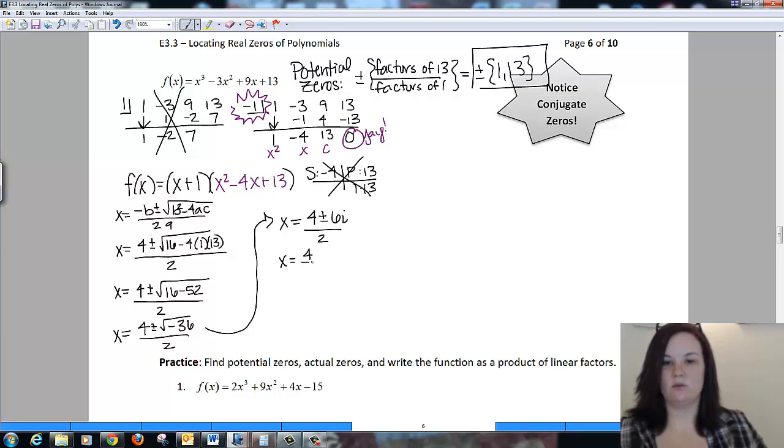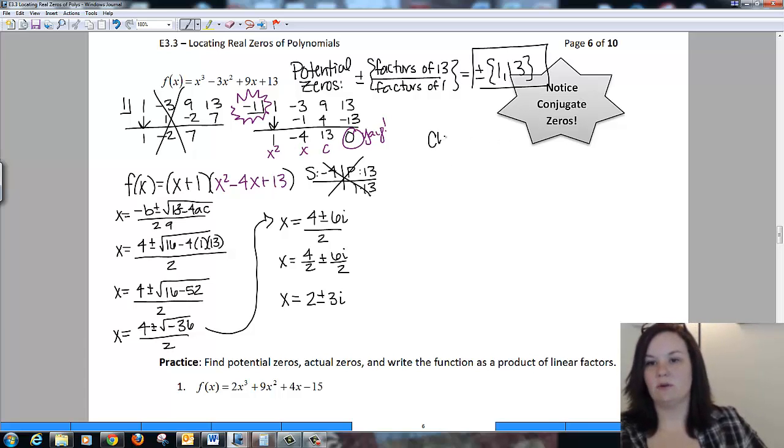And then I'm just going to reduce it by breaking it apart. Okay, if I put each piece over 2, I can reduce. So I get x is equal to 2 plus or minus 3i. So now I know my actual zeros.